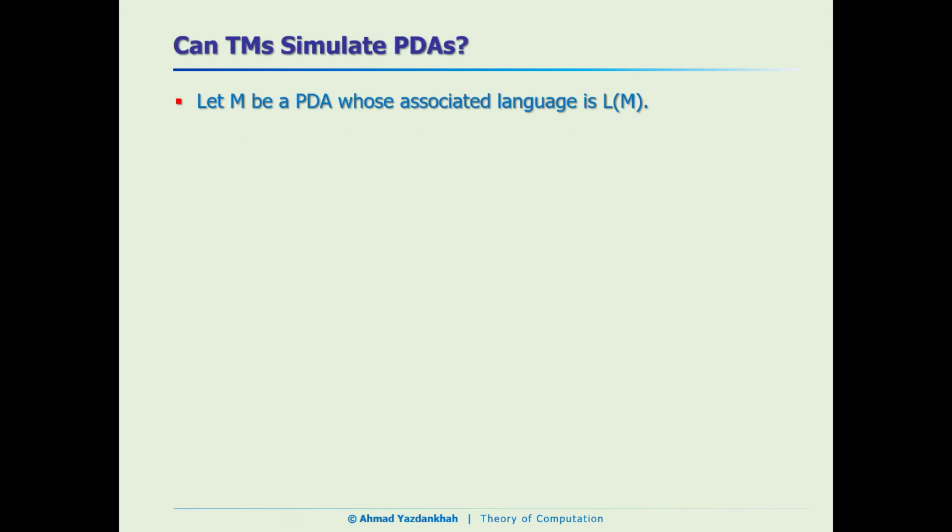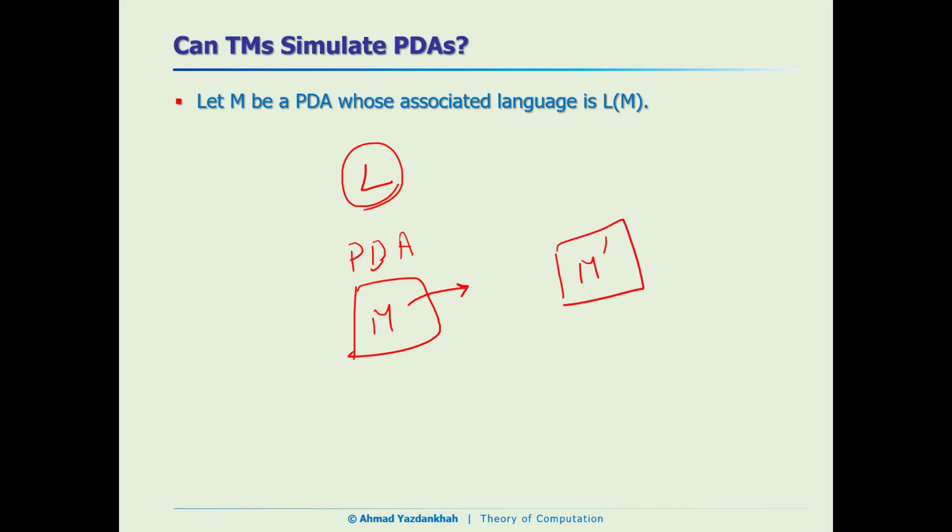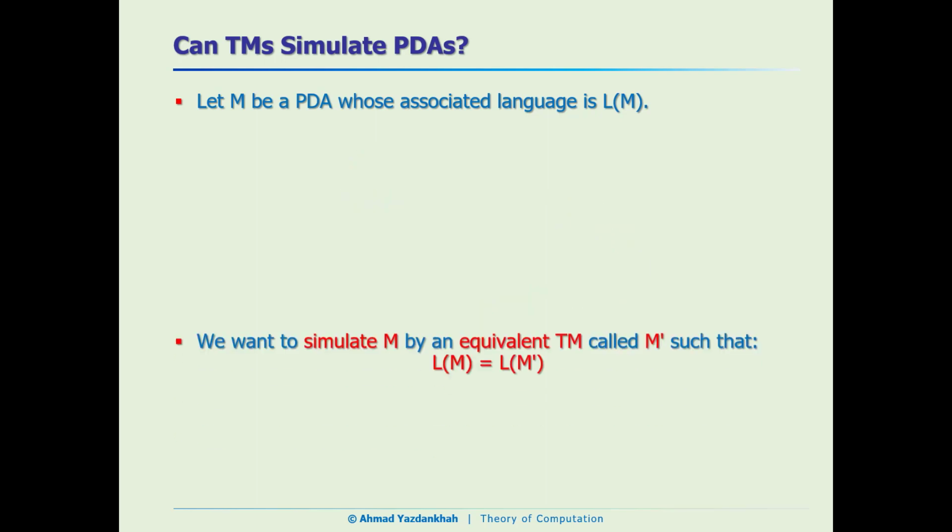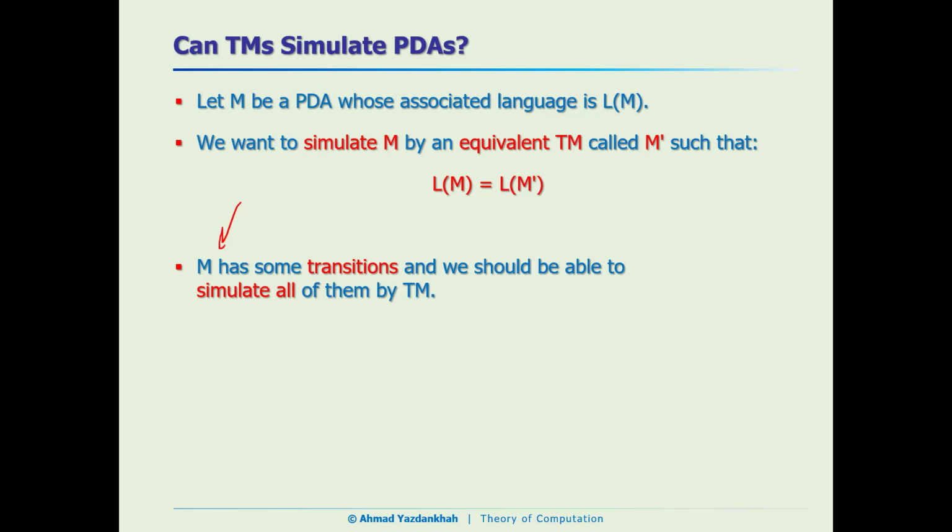What does it mean? Let's assume that we have a language, let's call it L, and then we have a PDA for that. So this is a PDA, let's call it M. Now the question is, can we simulate this PDA and convert it to another machine, let's call it M prime? And this guy is a Turing machine, all right? So this is the important question. M, or our PDA, has some transitions, and we need to simulate all of those transitions by Turing machines. What does it mean? Let me take an example and explain everything through this example.